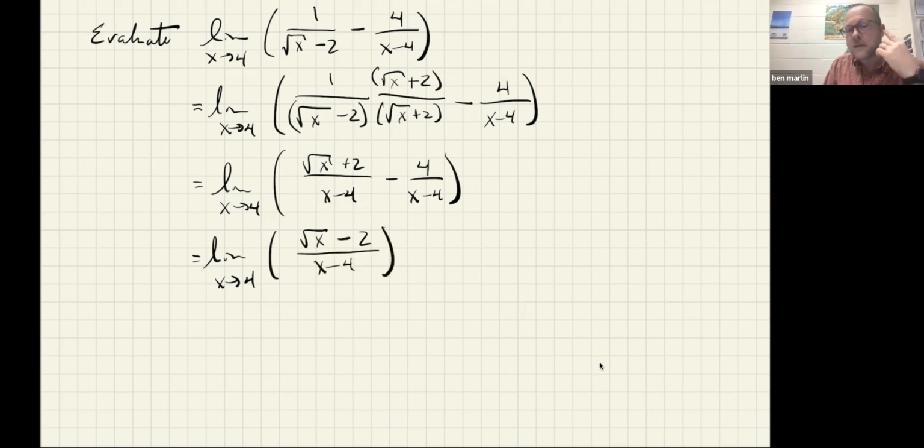And now, when you plug in the 4, oh no, it's 0 over 0, but you already handled this sort of thing in a previous problem. So we are going to do the same thing as we did before, rationalizing the numerator.